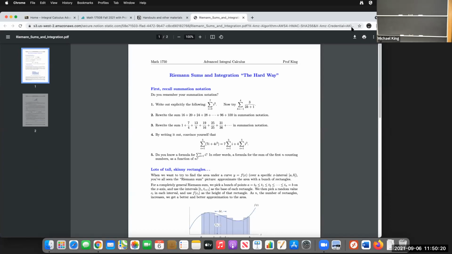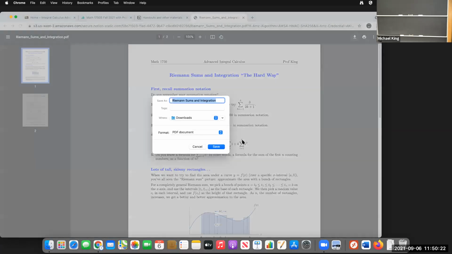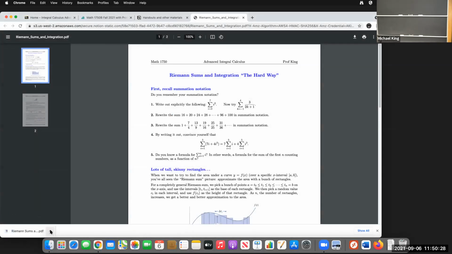So let me just, it's not going to open automatically. Can I make this open? Always open with System Viewer. Okay, that's good. Open.